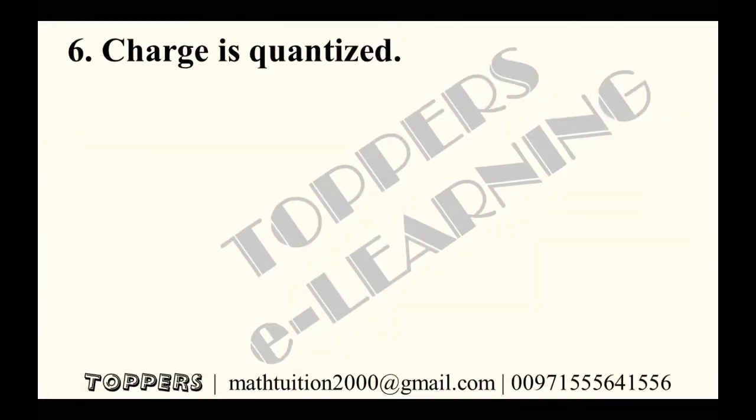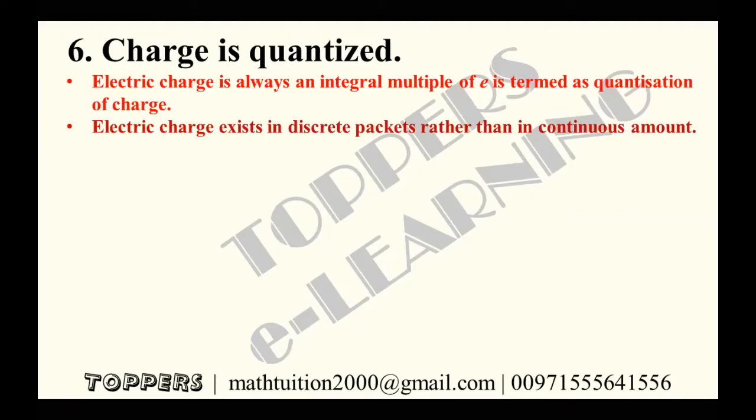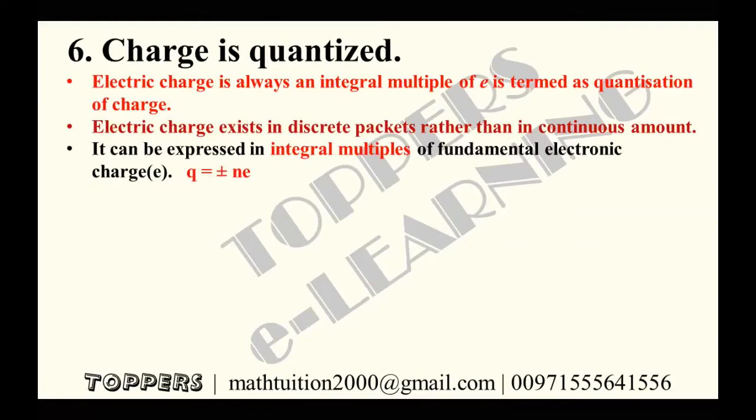Next, 6th property: charge is quantized. What do you mean by quantized? Electric charge is always an integral multiple of e. This is termed quantization of charge. It means electric charge exists in discrete packets rather than in continuous amounts. It can be expressed in integral multiples of the fundamental electronic charge, that is e. So always it will be a multiple of e. e has to be multiplied by some integer, and it can be positive or negative, but it will be an integral multiple of e. That is why we are saying charge is quantized.